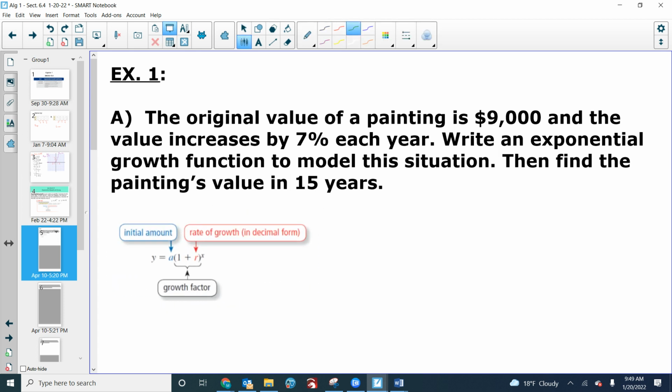All right, the original value of a painting is $9,000. Where do you think that should go? Go in for what letter? Initial amount. Is this on your paper? Y equals 9,000. Initial amount, original value, initial amount.